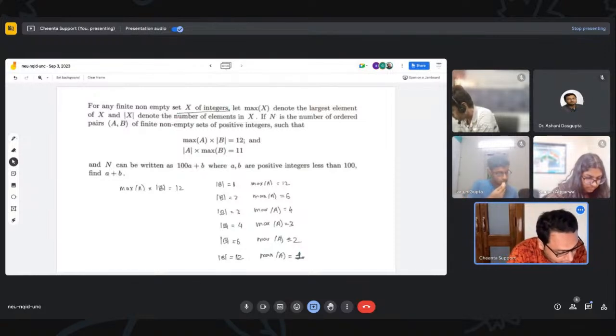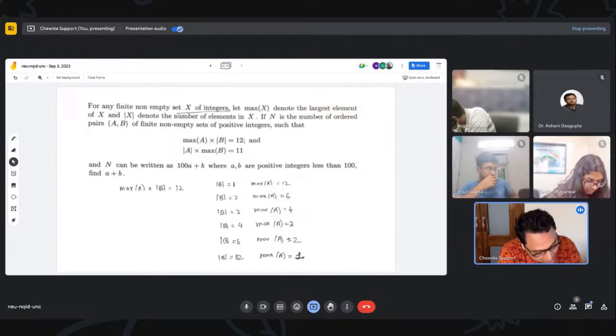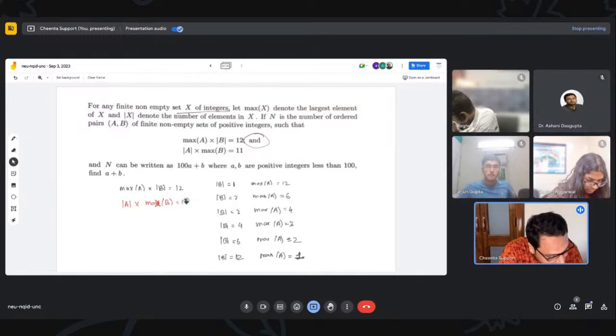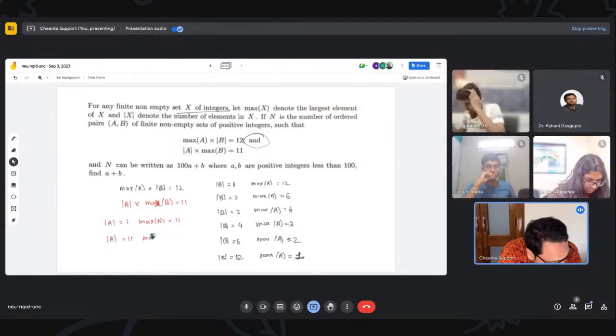Okay, all right. So the other condition, which should simultaneously hold, is that mod A times max B equals 11. Now this is much easier. This means mod A equals 1 and max B equals 11, or mod A equals 11 and max B equals 1.